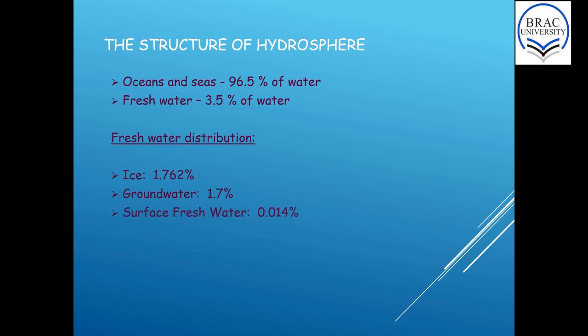And the surface fresh water, that is only 0.014%. This is the form of water from where we can get fresh water easily. That is the pond water or river water. And a very tiny portion of it is present as atmospheric water and soil water, that is 0.002%. So a part of water is present as water moisture or water vapor, and a part of it is incorporated into the soil and present as soil water.